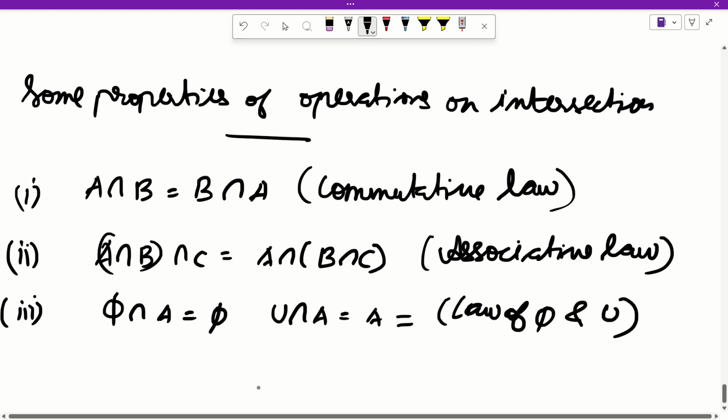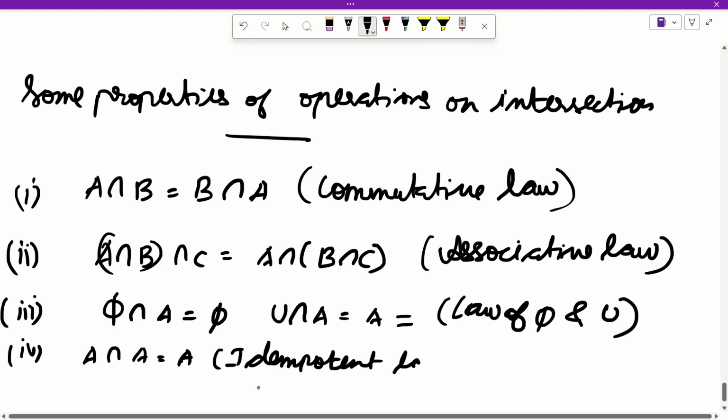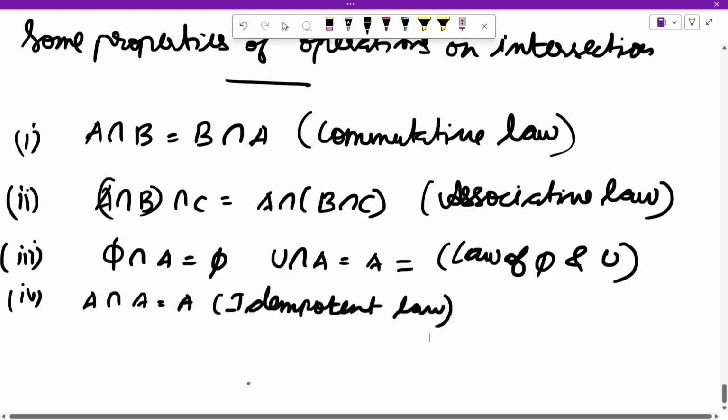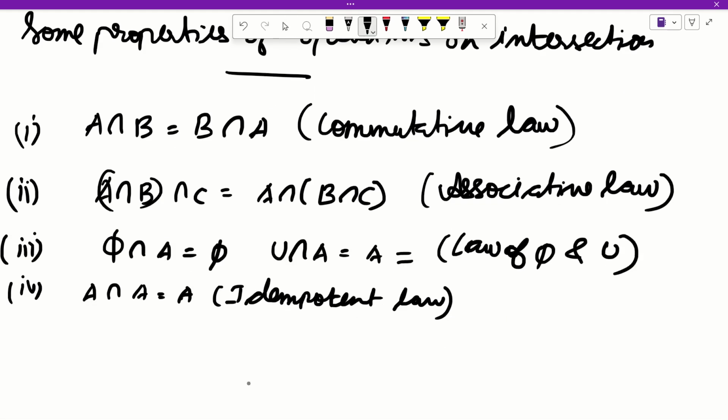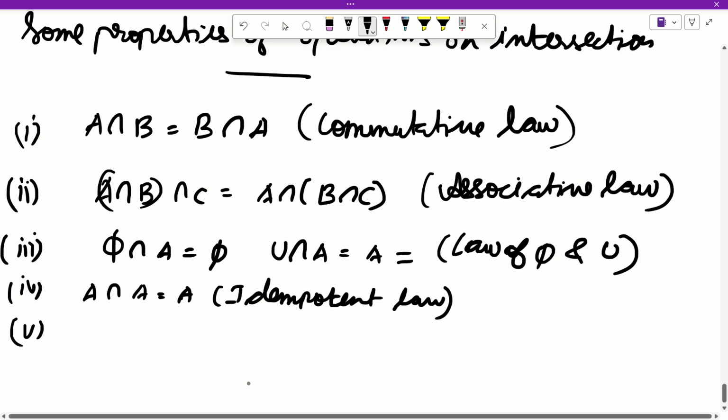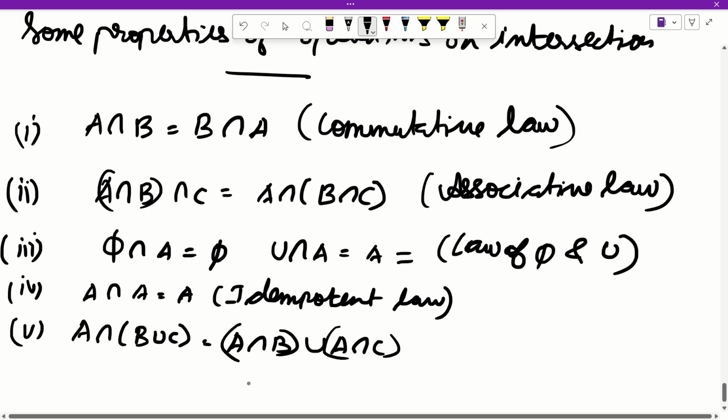Okay. Fourth one, A intersection A is equal to A. This is called the idempotent law. Okay. Fifth one, A intersection (B union C) is equal to (A intersection B) union (A intersection C). This is called the distributive law.